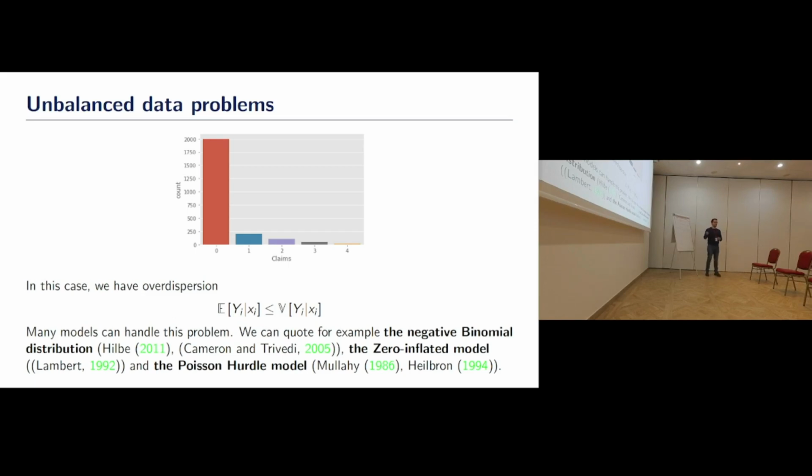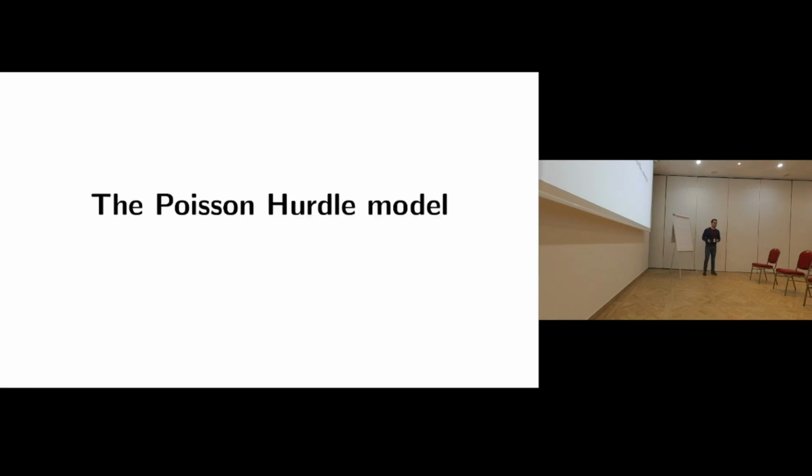There are several models to handle this problem. We can use the negative binomial model, we can use the zero-inflated model, or we can use the Poisson Hurdle model. In my case, I chose to work with the Poisson Hurdle model, and I'm going to present it in detail in the next slides.